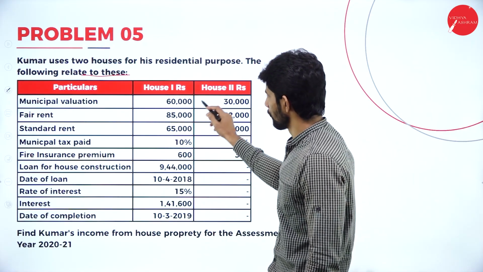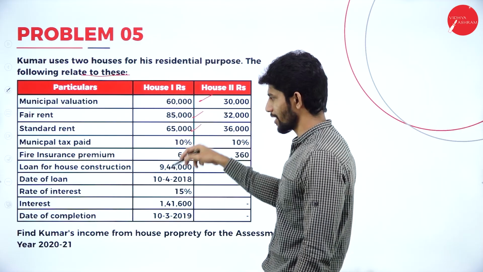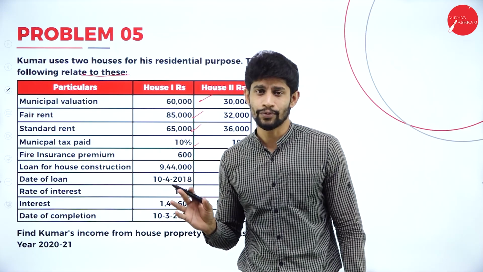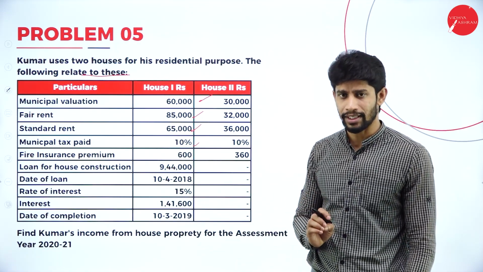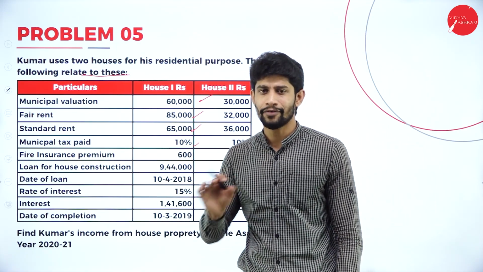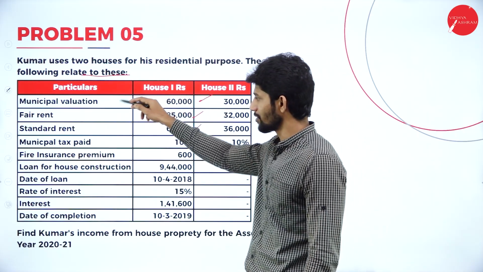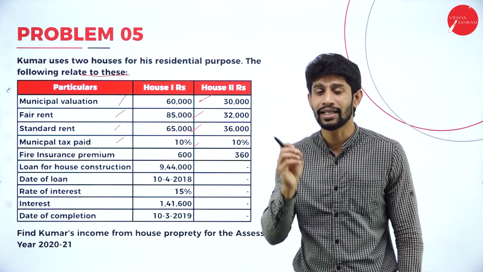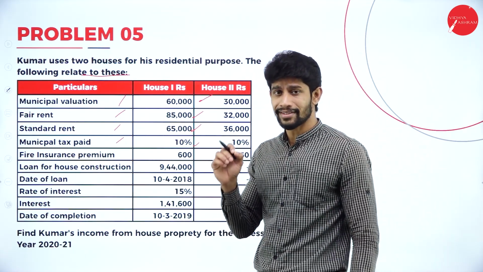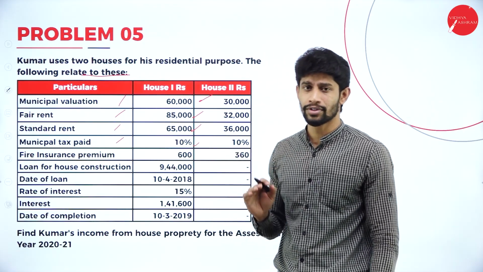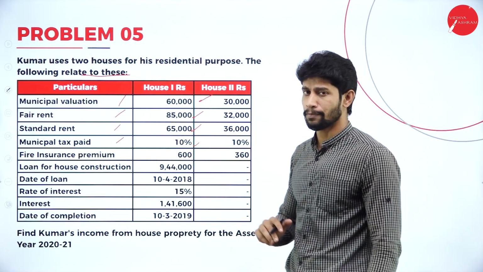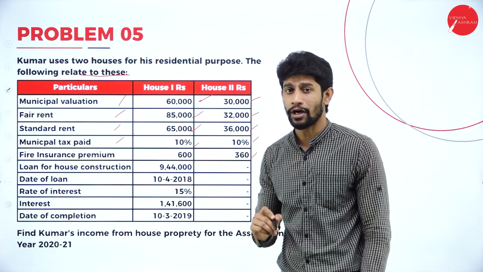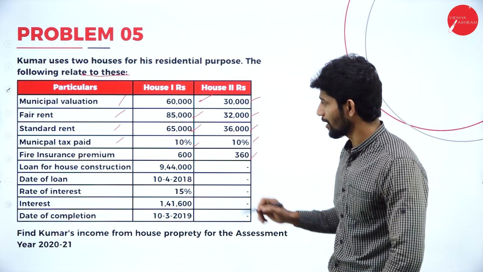Here you can see municipal value is given, fair rent is given, standard rent is given, municipal tax is given. Whatever is given, nothing is useful to compute the house property income, because under self-occupied property we will not be considering any of this information. We will be taking only the interest on loan to compute the problem under self-occupied property.